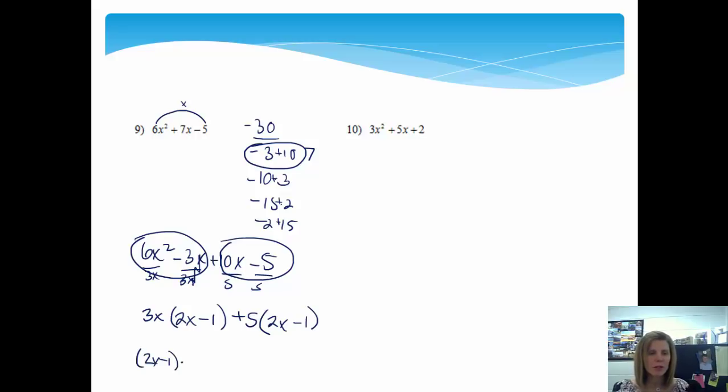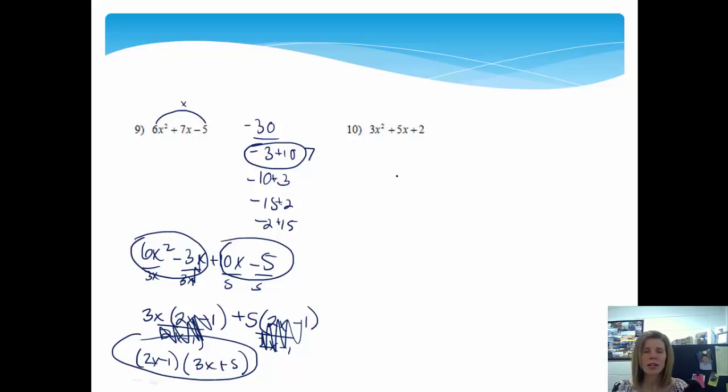All right, 2x minus 1, start my parenthesis. That goes underneath each part. 2x minus 1, zap each other out, I'm left with 3x. 2x minus 1, zap each other out, I'm left with plus 5. And there we go. All right, number 10, it's all you. What I'd like you to do, make sure you pause this video and try it on your own and come back and see how you did.